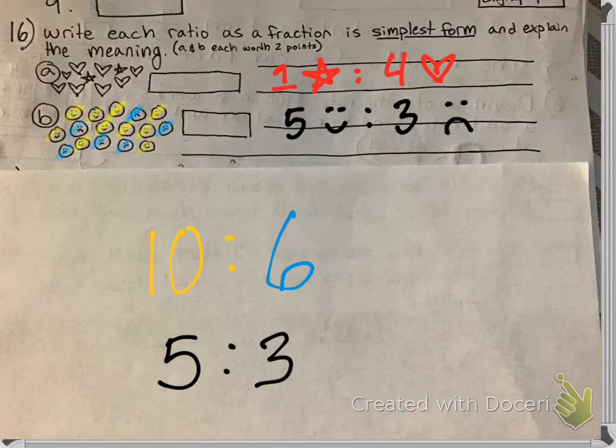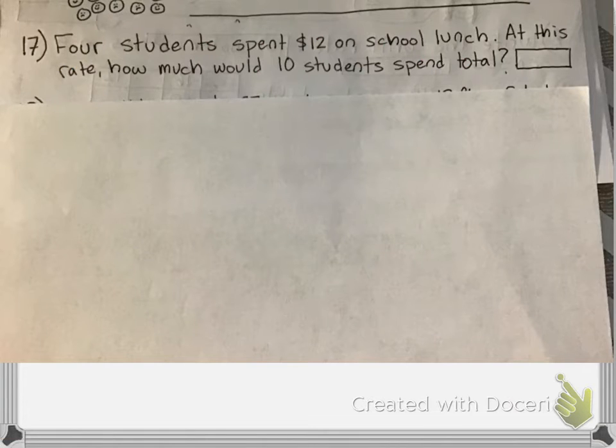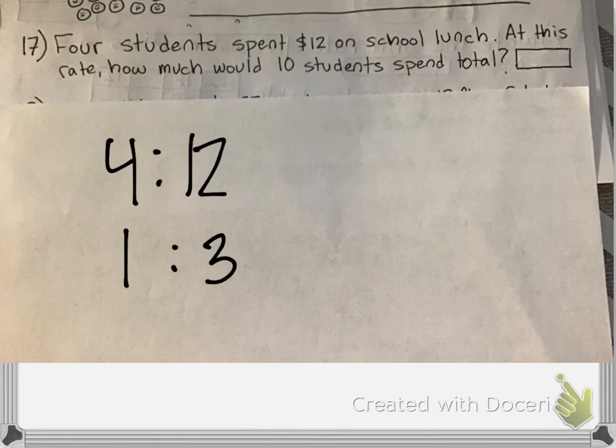You had to explain it. You had to tell me what it meant. You could write it in either direction. You could have written 3 to 5 as long as you explain what it is. 4 students spent $12 on a school lunch. What's the initial ratio? 4 students spent $12. Initial ratio? I want to see the initial ratio. Matthew. 4 to 12. Can I simplify that? Yes. What do I get, Trey? 1/3. 1 to 3. Exactly.